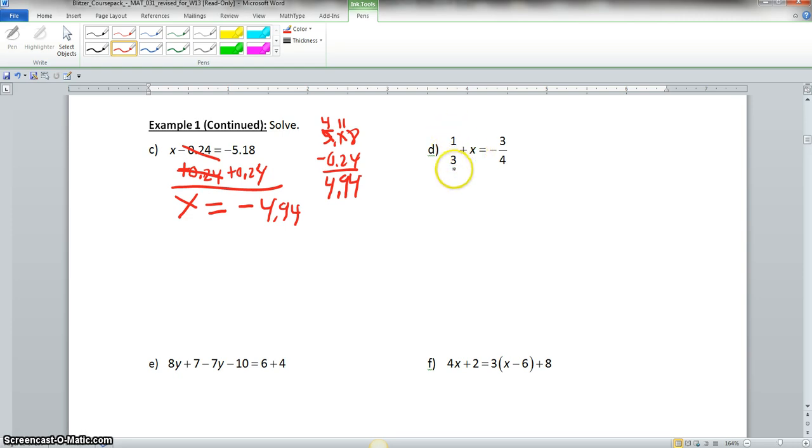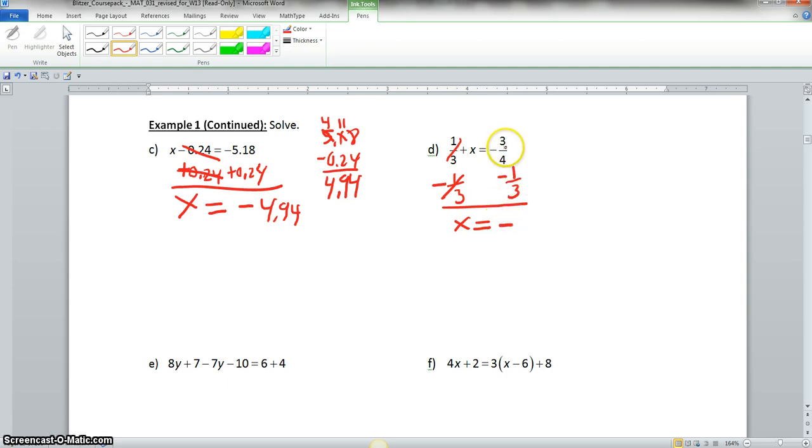So first thing we should do is get rid of this positive 1/3. So we'll subtract 1/3 on both sides of the equal sign. Now these 1/3 will simplify out and leave you x, and is equal to, you got a negative 3/4 and a negative 1/3. Since they have the same sign, you will add them together and carry the sign. So we know our final answer is going to be negative.